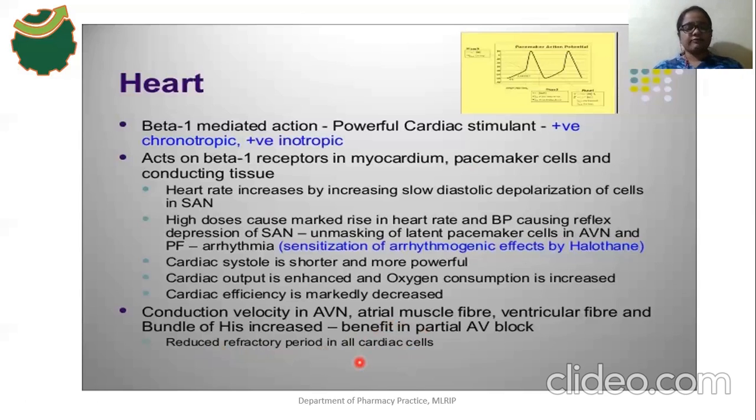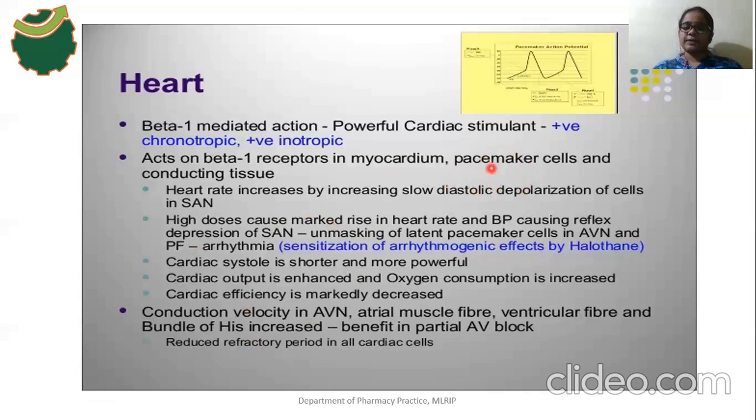So what do we mean by refractory period? Refractory period is a period during which the muscle is incapable of responding to stimulation. So that period is called the refractory period. Here the adrenergic drugs reduce the refractory period because these adrenergic drugs are active on the pacemaker cells.